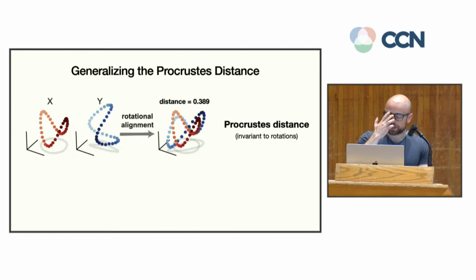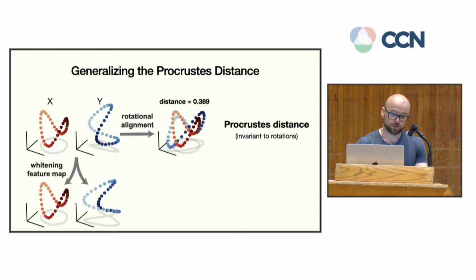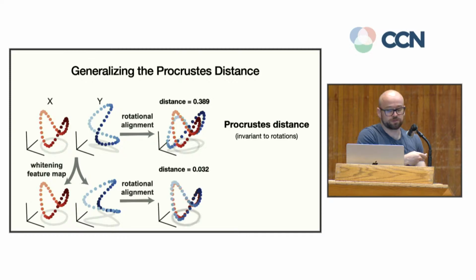One of the things I really like about this is that it generalizes itself in many nice ways. So I told you about the Procrustes distance, which is a notion of distance that is invariant to rotations of the neural response. But what if I want to be invariant to a more general linear mapping between the two? Well, I can start by performing a whitening pre-processing step. So if I do that separately on X and Y, that means that the neurons by neurons covariance matrix in each of these network representations is the identity matrix. And then I can play the same game of fitting the rotational alignment on these pre-processed representations.